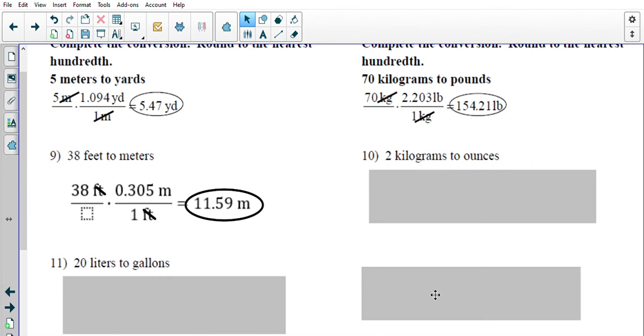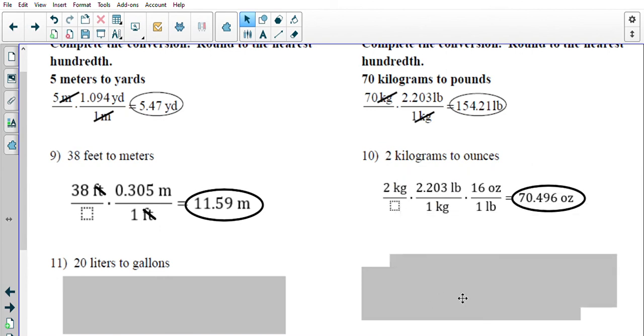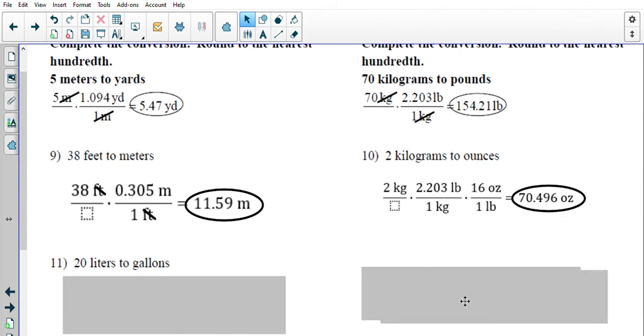Number 10, we have 2 kilograms. We're converting that to ounces. So start with your 2 kilograms. Your conversion here is a little bit more complicated. So there is no conversion between kilograms and ounces. What I did was kilograms to pounds and then pounds to ounces. So a little more complicated here.